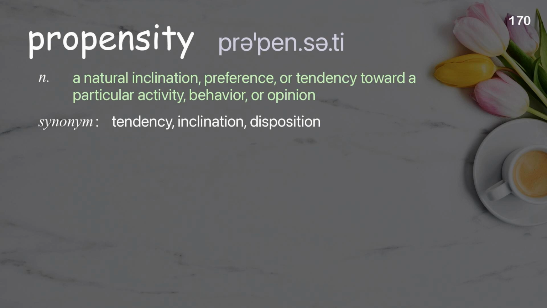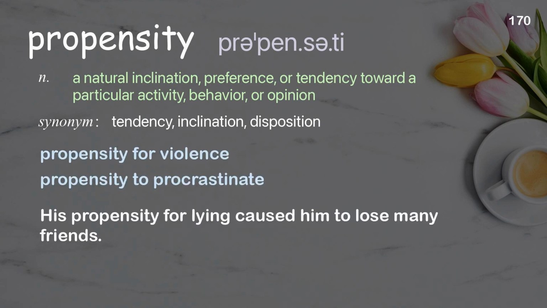Propensity. A natural inclination, preference, or tendency toward a particular activity, behavior, or opinion. Examples: propensity for violence, propensity to procrastinate. His propensity for lying caused him to lose many friends.